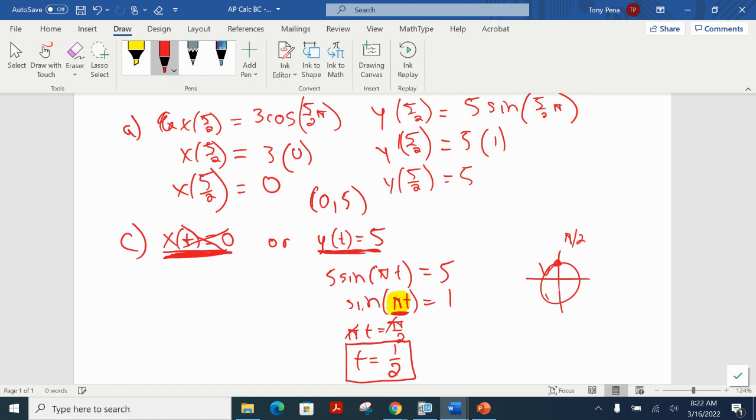However, we could continue around, and we end up at this point at 5 pi over 2. So if this little expression here is equivalent to 5 pi over 2, we are again going to end up at that point. So the pi's are going to cancel.